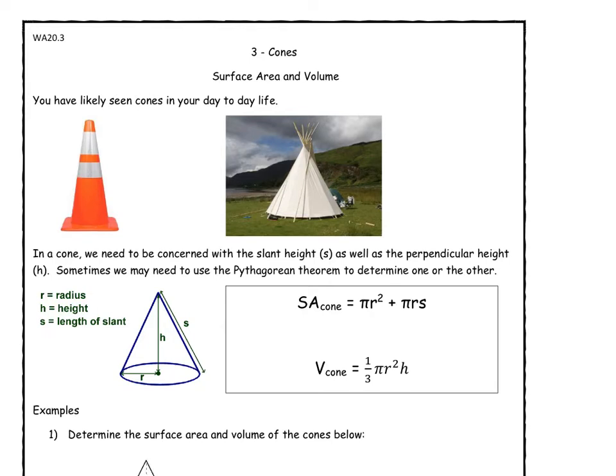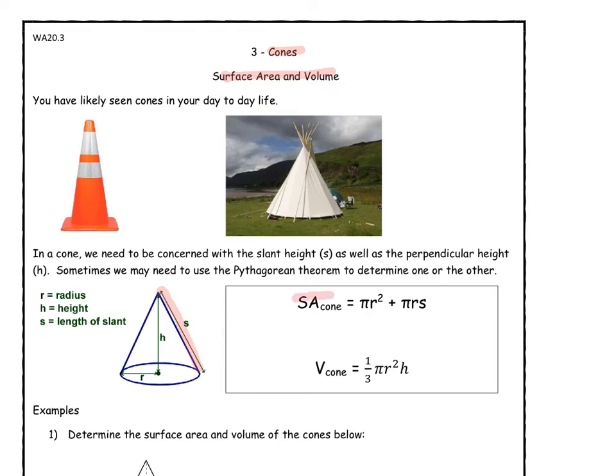This is our lesson on the surface area and volume of a cone. So a cone is like the shape of a teepee, a cone like a highway cone. A couple things with cones that make it a little bit tricky is that we deal with the slant height when we are calculating the surface area.